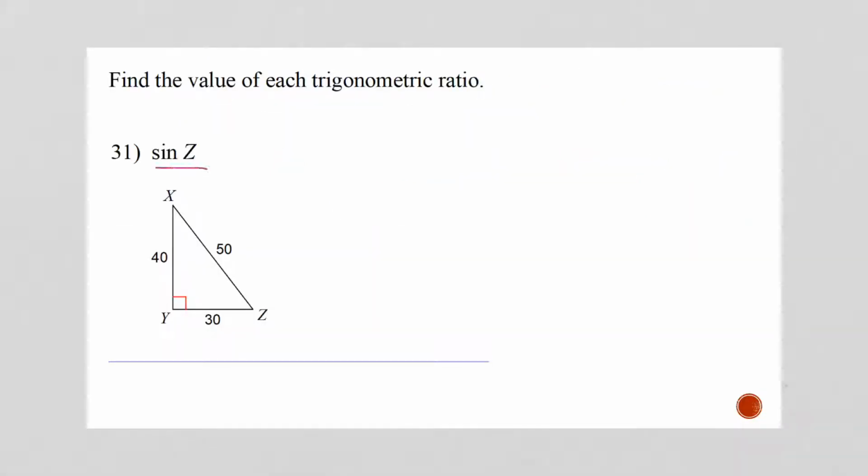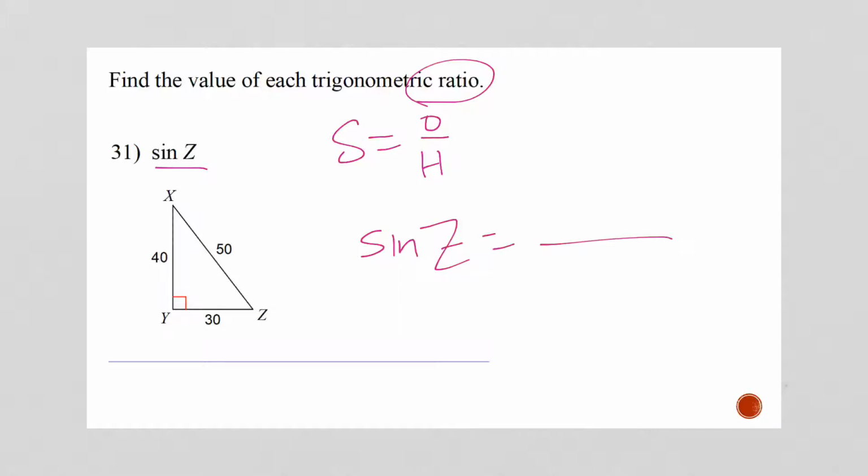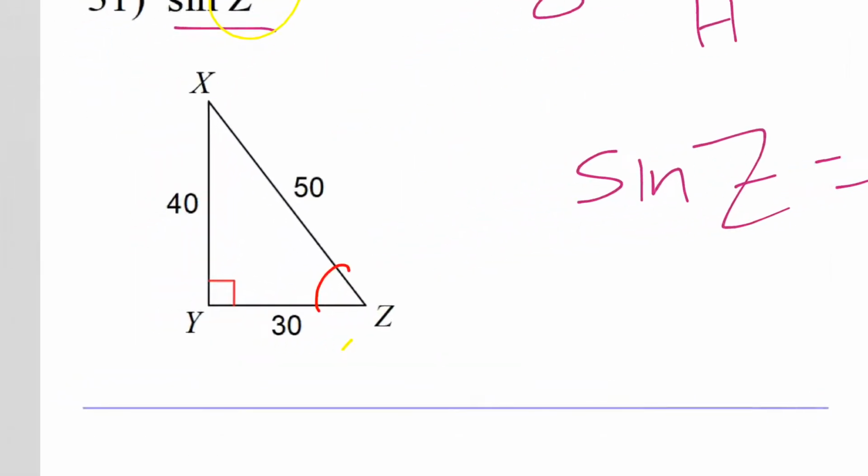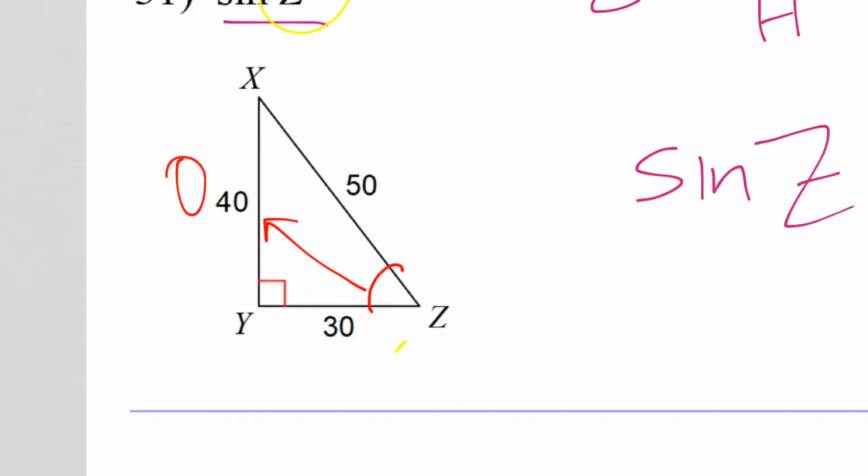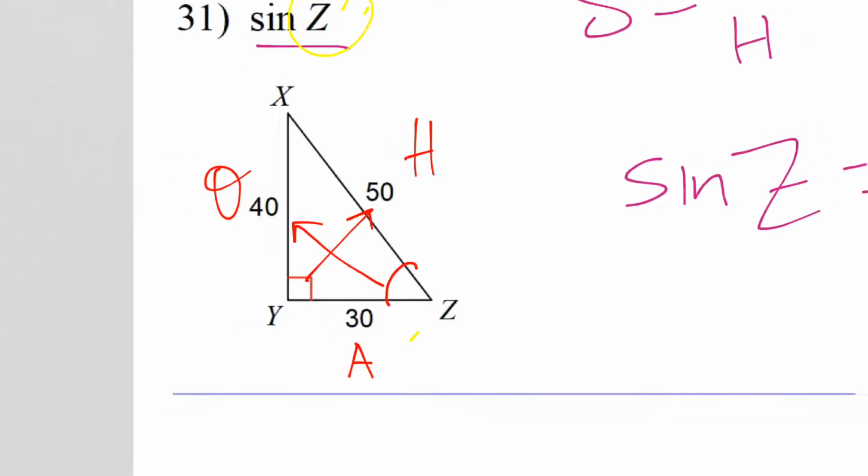Now they're asking me to find the ratio of sine. So sine is the SOH part. So sine of angle Z is equal to O divided by H. Well, based on angle Z, not O, Z, I'm going to find O for opposite. So that's 40. The hypotenuse, H, and 30 has to be your A.